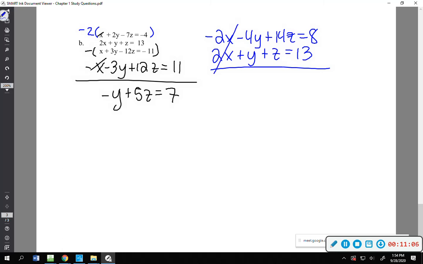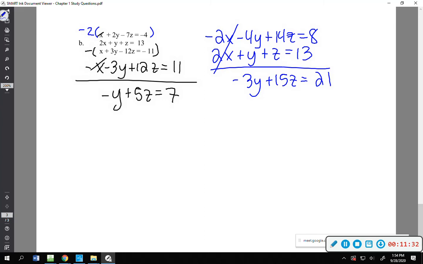X's cancel. Negative 4 plus 1 is negative 3y. 14 plus 1 is 15z. And 13 plus 8 is 21. So it doesn't matter which variable you eliminate here.